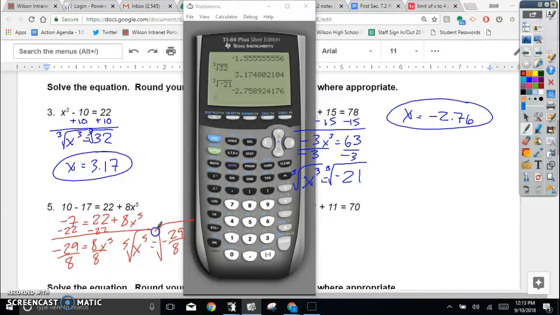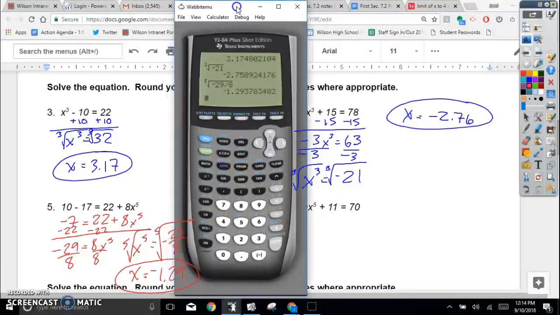Fifth root, fifth root. Now, this one's a little more work. I'm going to have to define first math, and I'm going to select this fifth guy here. And then I'm going to type in negative 29 divided by 8. All right, so my x value is negative 1.29. Now, again, you do not have to have a plus or minus here because it's an odd root. Okay?